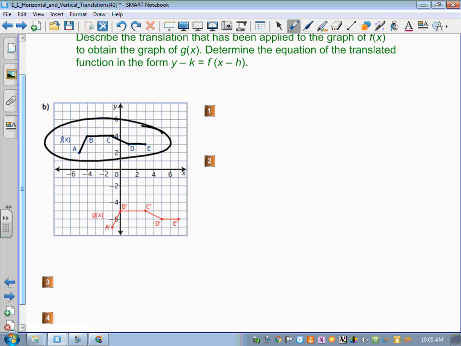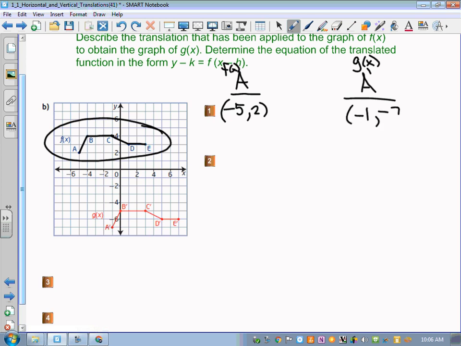The best way of doing this, I think, is to pick a lettered point, determine the translation, and then confirm with another lettered point. And really all I mean by that is I'm going to grab the coordinate A on the original, so I'll put f of x above, and then I'm going to look at A prime on the new function, the transformed function, g of x. So A on my original function, again, watch that scale, is at negative 5 comma 2. A on my transformed function is at negative 1 comma negative 7.